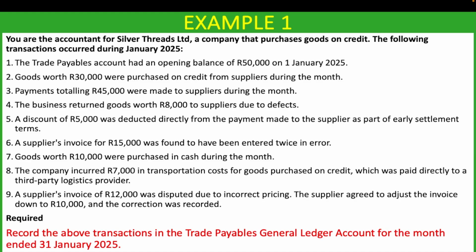So let's go through our information. Number 1, the trade payables account had an opening balance of 50,000 Rand on the 1st of January 2025.